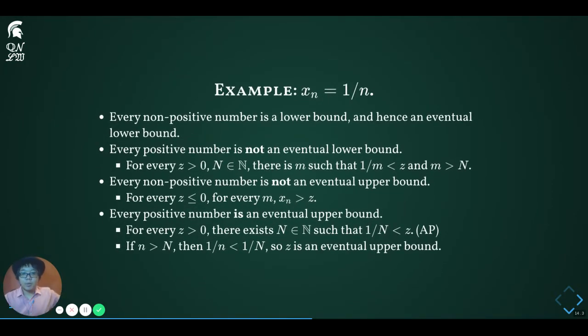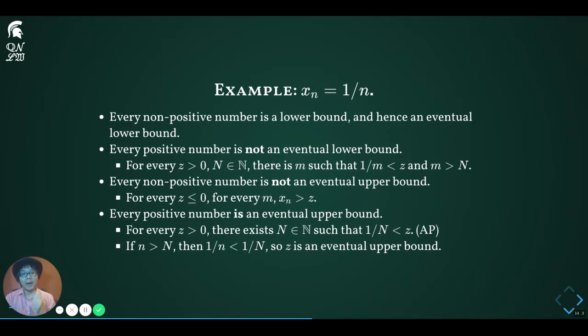Let's give an example working out the eventual upper and lower bounds for the sequence x_n equals 1 over n. We start with the eventual lower bounds. First, we notice that every term of this sequence is positive. This means that every non-positive number, meaning negative or 0, is a lower bound, and hence, by what we discussed, is an eventual lower bound.